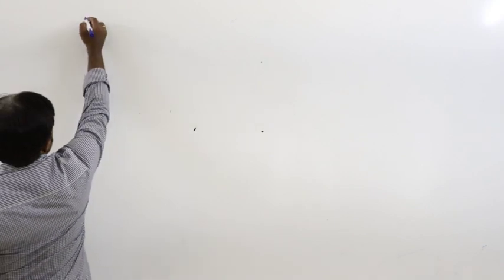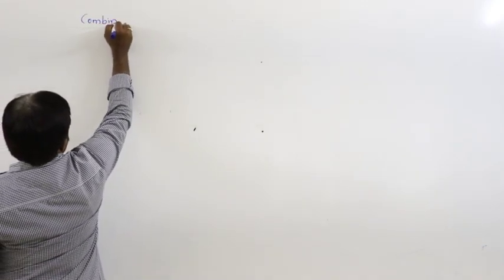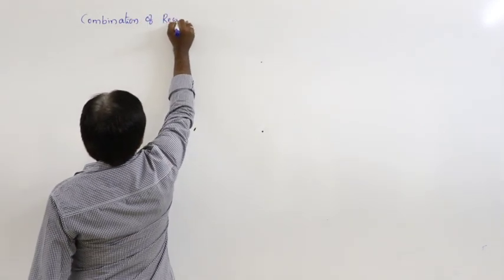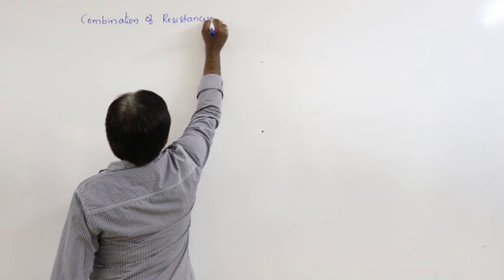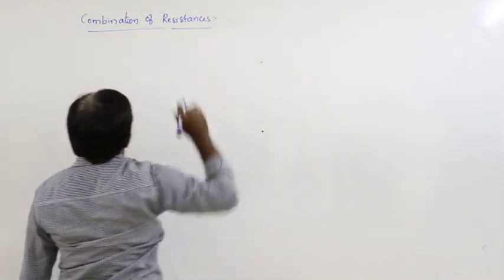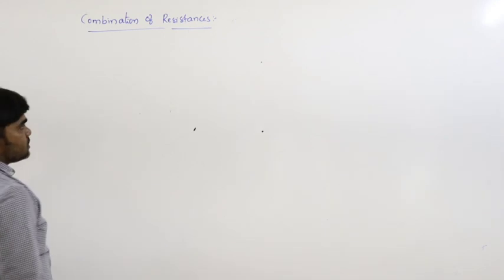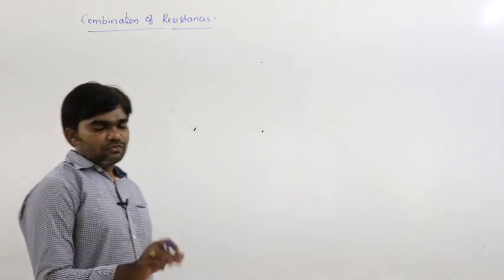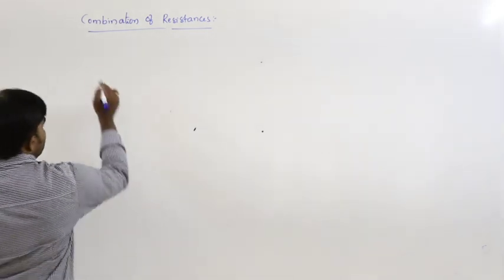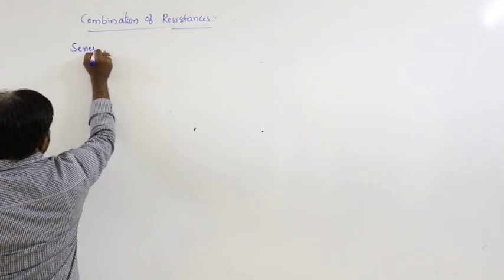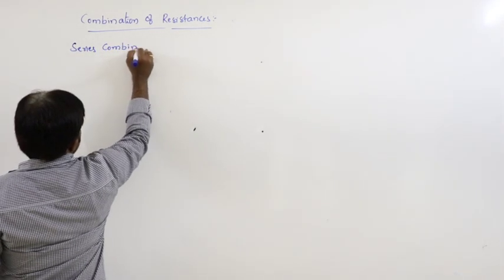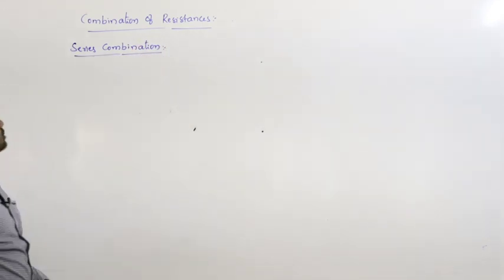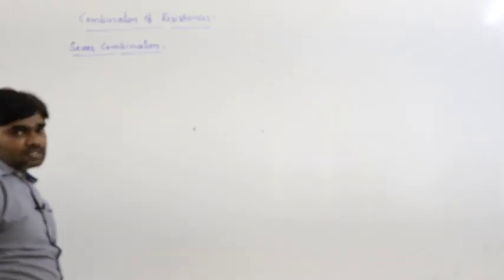combination of resistances. So we have two types of combinations of resistances, series combination and parallel combination. After that, mixed grouping also there. So first we can discuss series and parallel combination. First it is series combination.